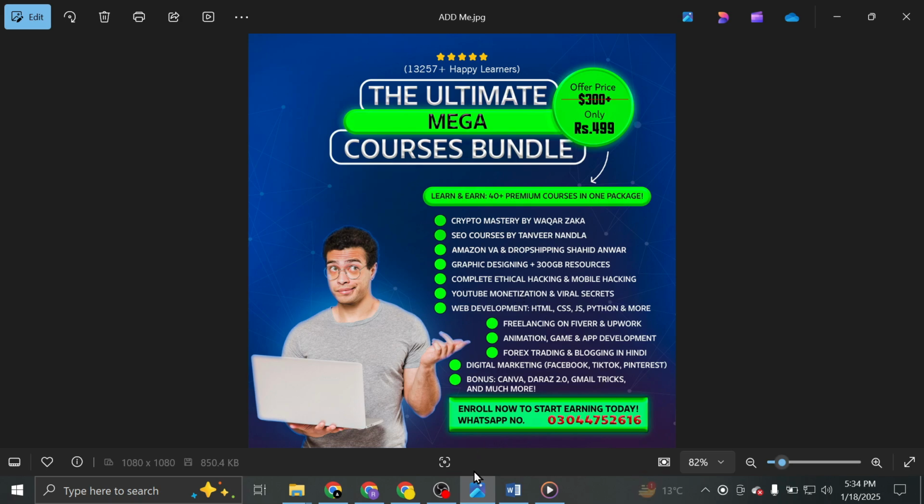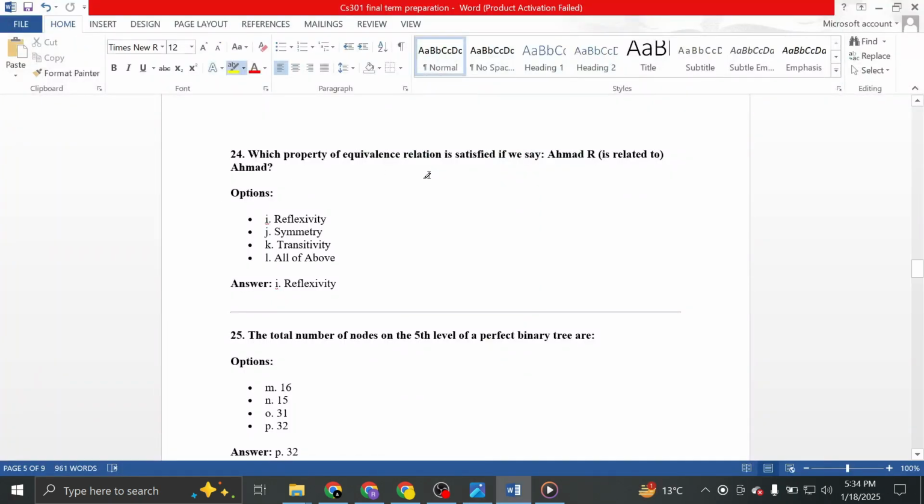Question 24. Which property of equivalence relation is satisfied if we say Ahmad R is related to Ahmad? Options: I. Reflexivity, J. Symmetry, K. Transitivity, L. All of above. Answer: I. Reflexivity.